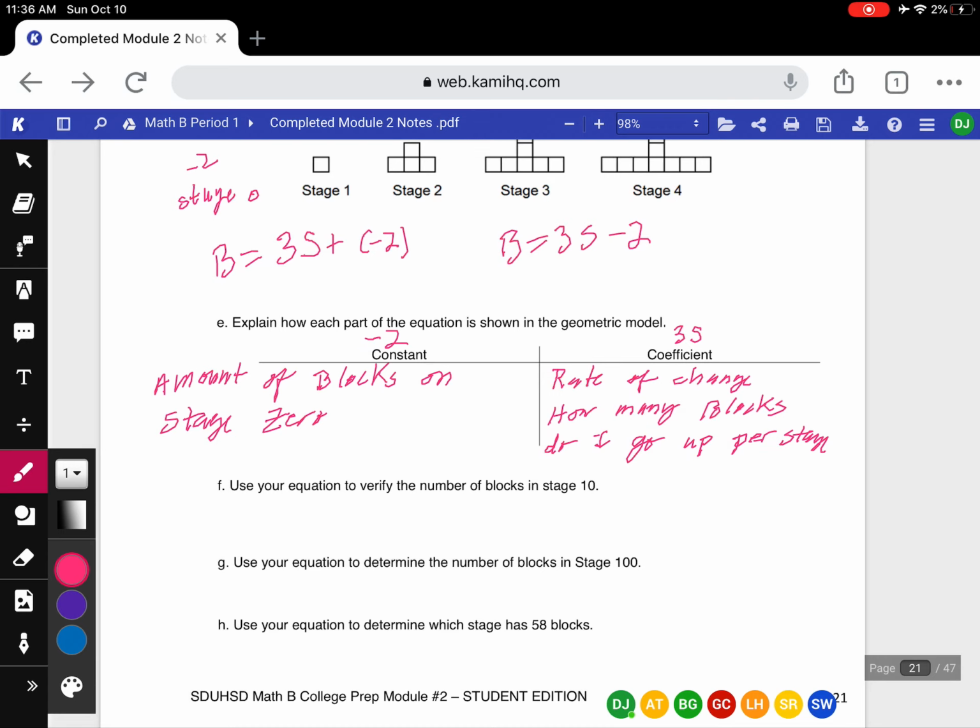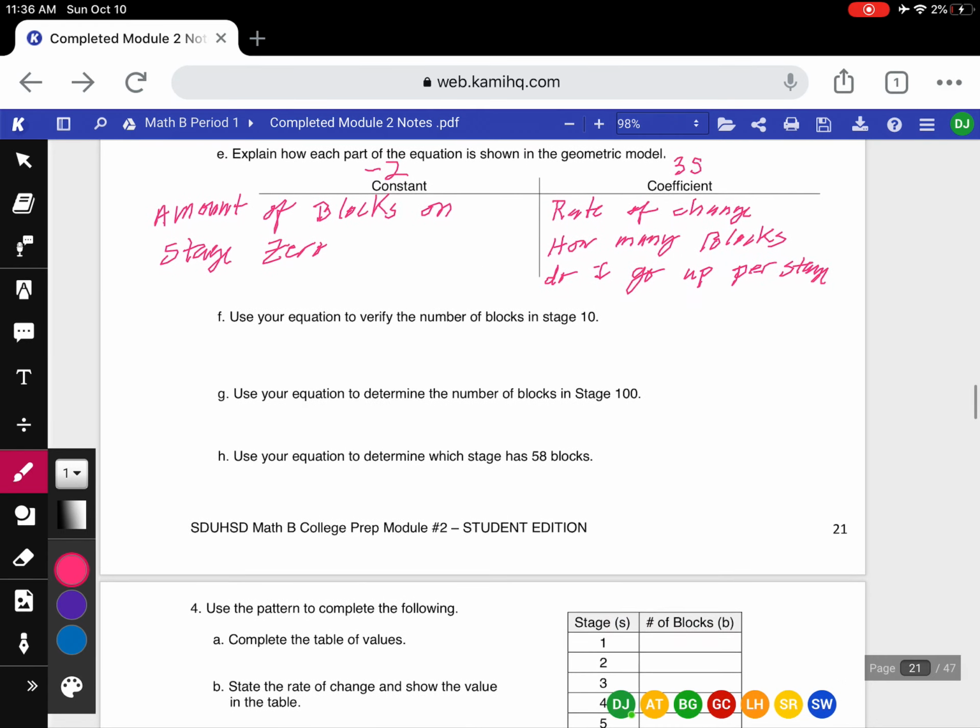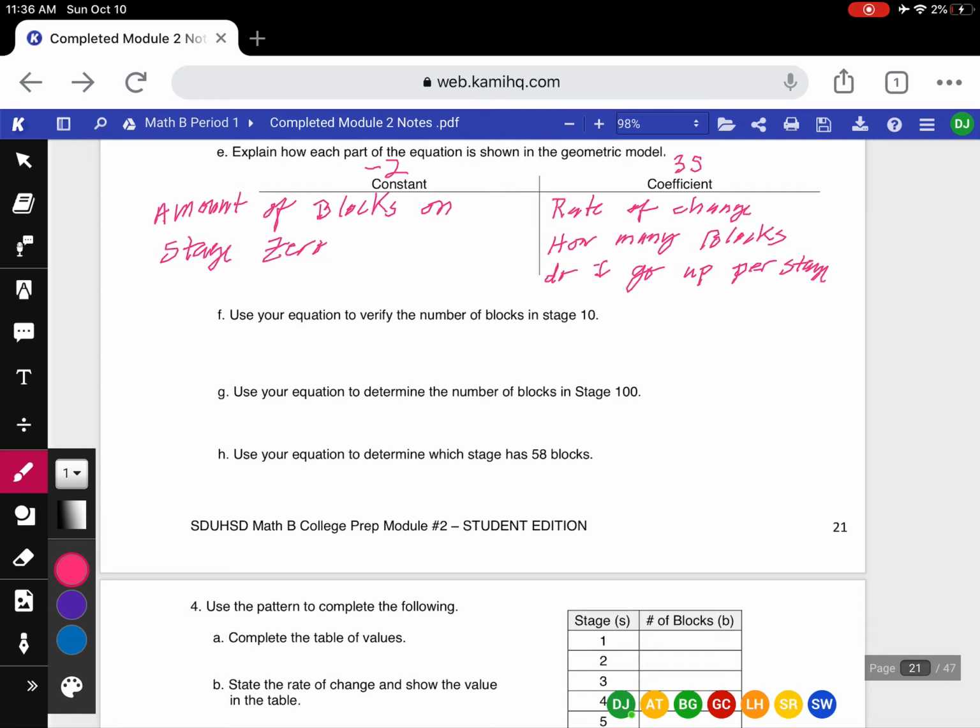All right, so now it says use your equation to verify the number of blocks on stage 10. So the total amount of blocks is equal to 3 times 10 minus 2. This would give me the total amount of blocks equals 28. Now it says use your equation to determine how many blocks are on stage 100. Well, the total amount of blocks is equal to 3 times 100 minus 2. This would give me 300 minus 2 equals 298.